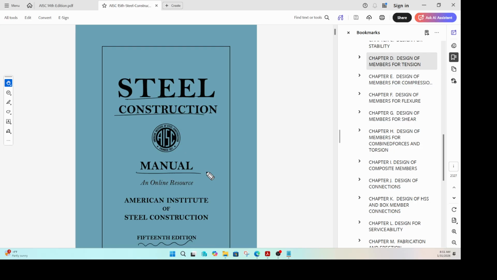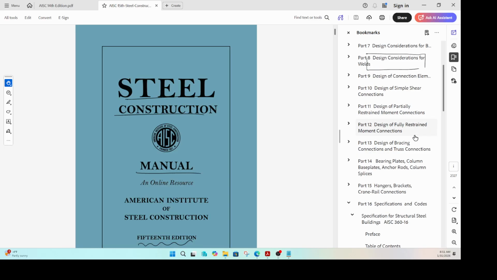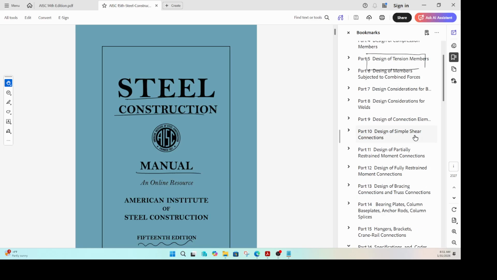We'll be talking about chapter D, which is in the specification and is about tension members. We'll also be talking about part 5, which is again the design of tension members, right?